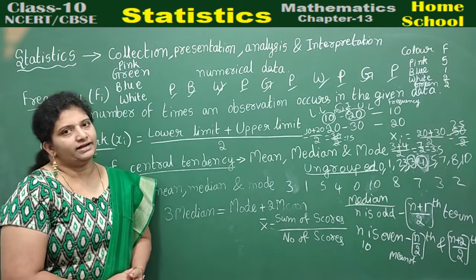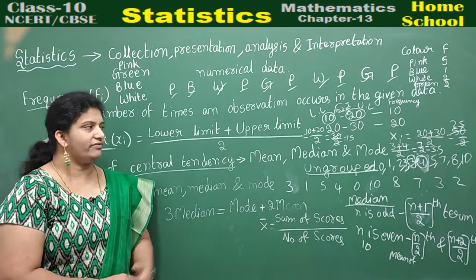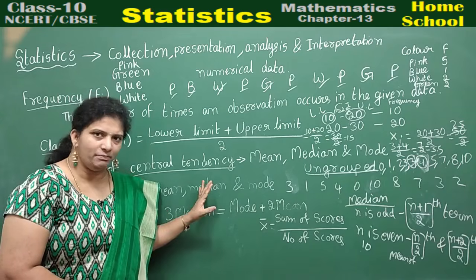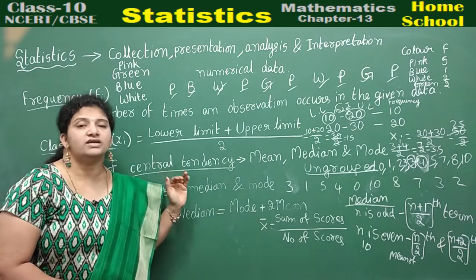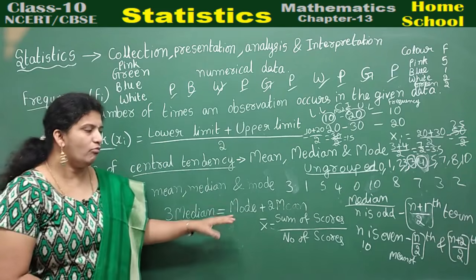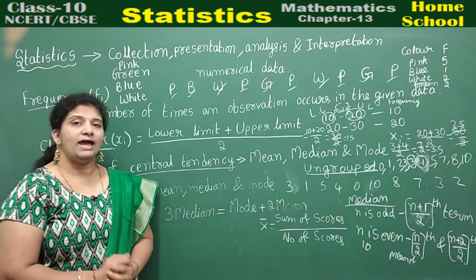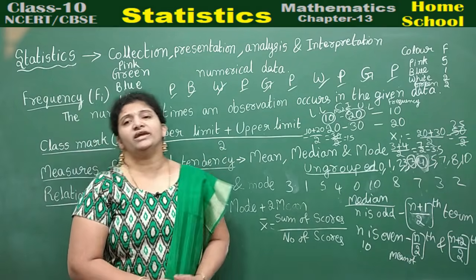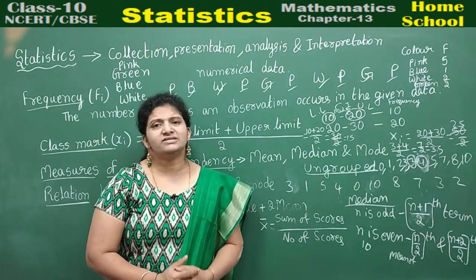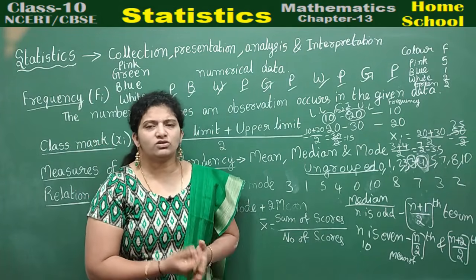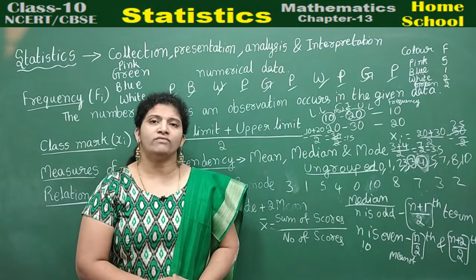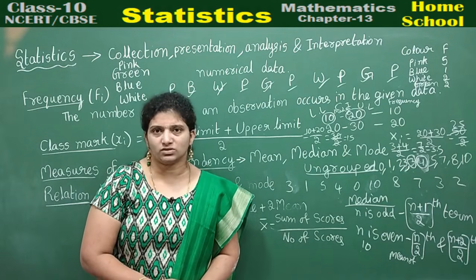Measures of central tendency: mean, median, mode. We have seen them for ungrouped data, already completed in our previous classes. What is the relation between these three? 3 median is equal to mode plus 2 mean. And how do we calculate mean, median, mode for ungrouped data? Mean is an average: sum of the scores by number of scores. X bar is equal to sum of the scores by number of the scores.